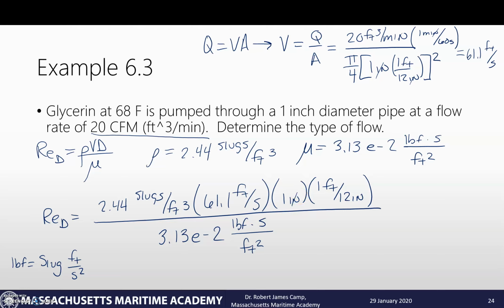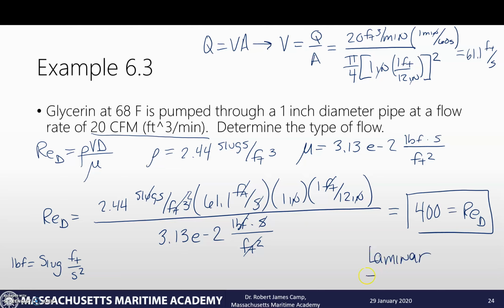So let's take a look at things. Those guys cancel out. So a slug, foot per second squared, right there is a pound force. So my pound force cancels. This drops this to a foot squared, squareds cancel out. All the units go away. Once again, now I am happy because I have a dimensionless parameter, which is what I should have. Now if I bash that into my calculator, I'm going to get a Reynolds number of 400. 400 is definitely below 2300, and so that tells me that I have a laminar flow.